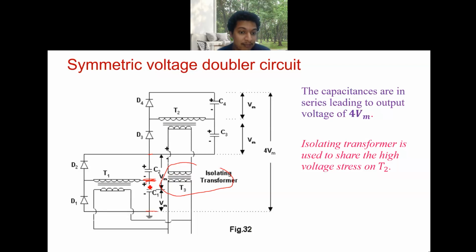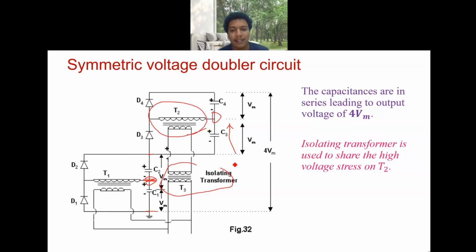A DC potential of Vm is there on the secondary side. But when you come to the secondary side of this T3, you will have a potential of 3 Vm up to here. So you need to withstand 3 Vm. If you are directly giving that potential, then you should provide insulation capable of holding up to 3 Vm.